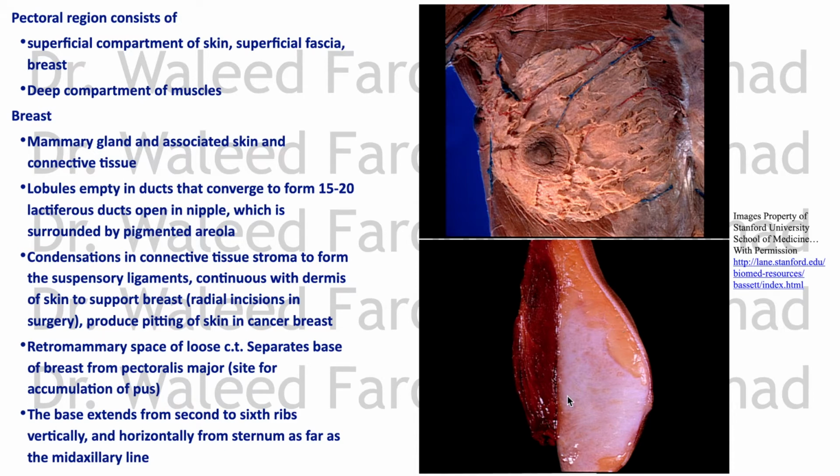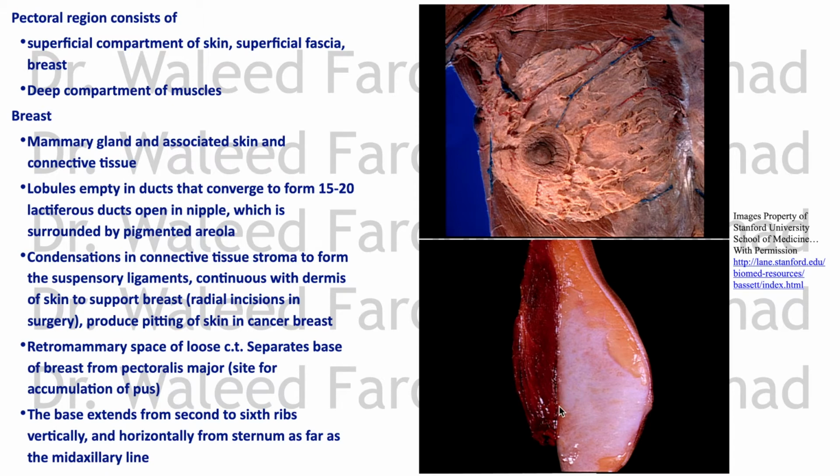Now the whole breast is resting on the pectoralis major muscle, with of course the fascia covering the pectoralis, and the fascia which has the mammary gland in it. There is a potential space of loose connective tissue here on which the breast can glide, can move freely. It's not fixed to the underlying muscles. This is called the retromammary space.